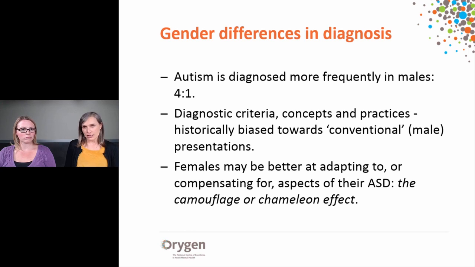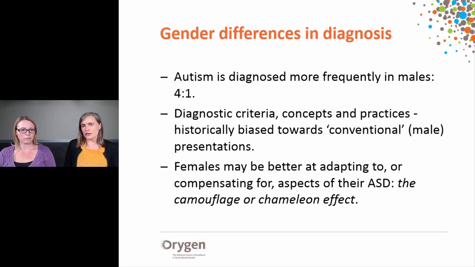So there's a historical context to this, but there's also a social context as well, and that's called the camouflage or chameleon effect. This is the idea that due to the way that girls are socialised differently to boys, to be more in touch with their emotions, to be more motivated towards caring relationships with other people, they're better able to mask or compensate for their autistic difficulties than boys are, just because they've had a bit more training, basically. So that's the camouflage or chameleon effect.